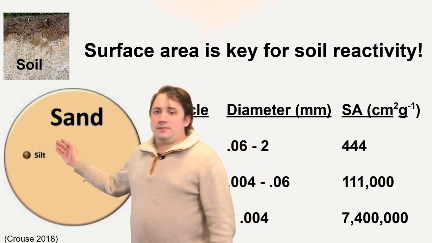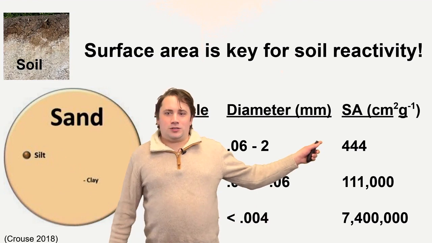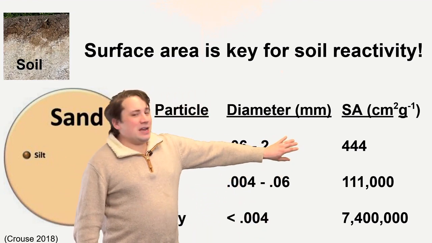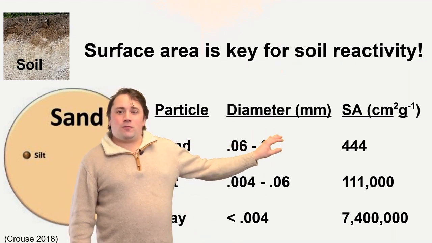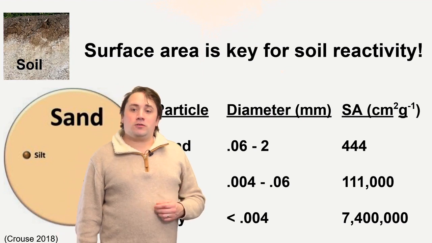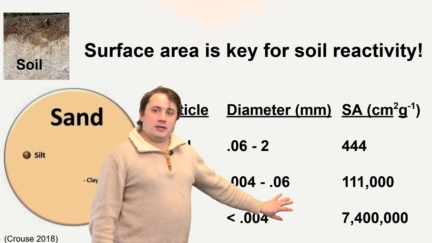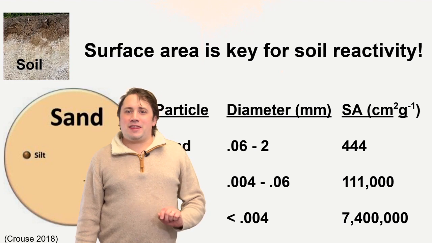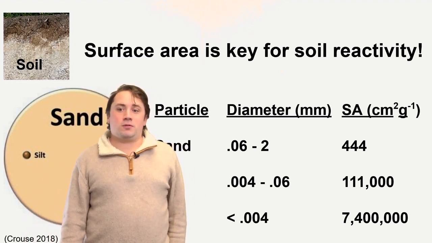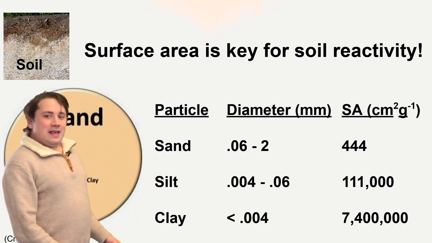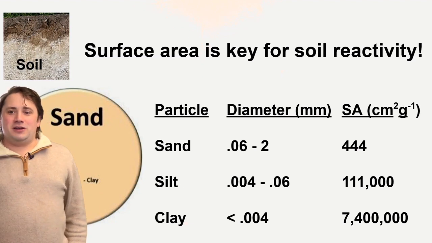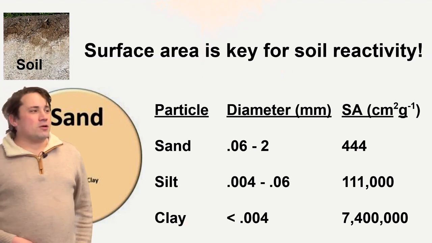So for a pure sand soil, shown over here, per gram of soil, there are about 444 square centimeters of surface area on those particles. Contrast that with a silt here, you see that there are 111,000 centimeters squared per gram of silt particles. And clay, there is 7 million centimeters squared of surface area per gram of soil.